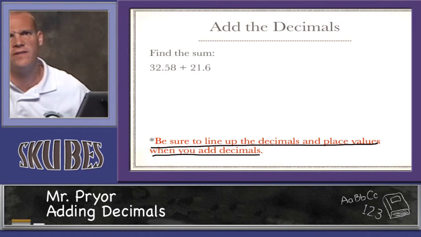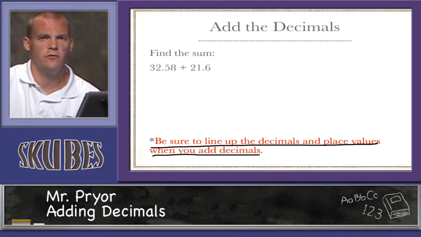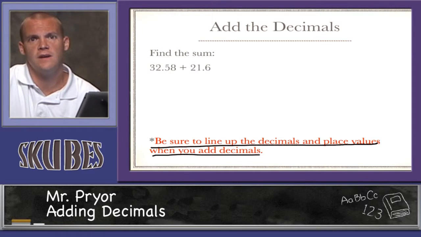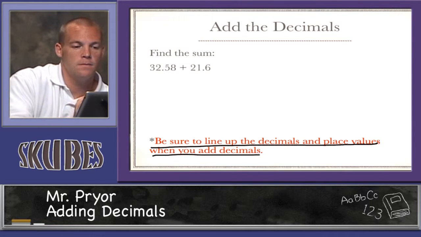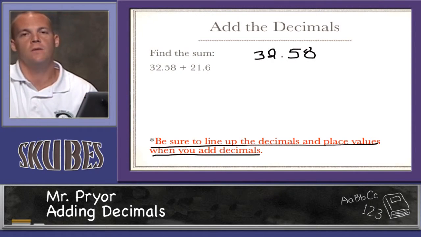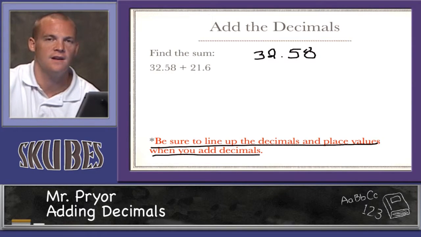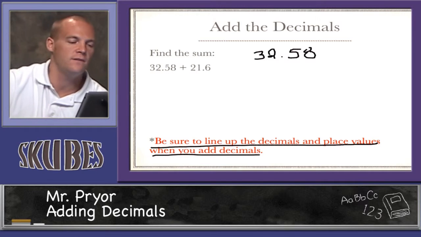Okay, if you've already watched the subtraction video on decimals, you've also seen this. With addition and subtraction, you have to line up your place values and your decimals. So the first thing we're going to do is rewrite this problem. We're going to put the first number, 32.58, above the second number, which is 21.6. But notice how 21.6 only goes out to the tenths place. We need all of our decimals to always go out to the same place value.